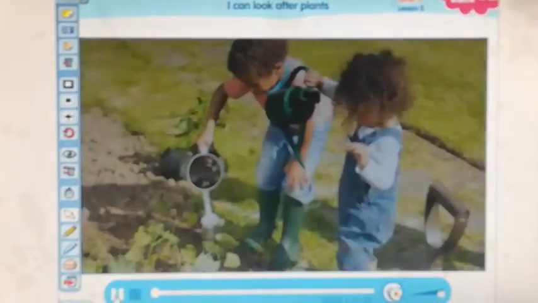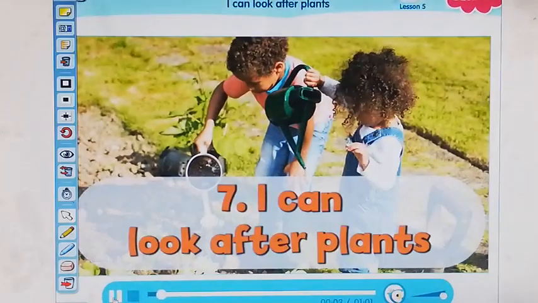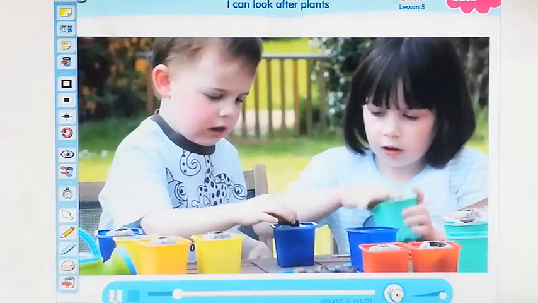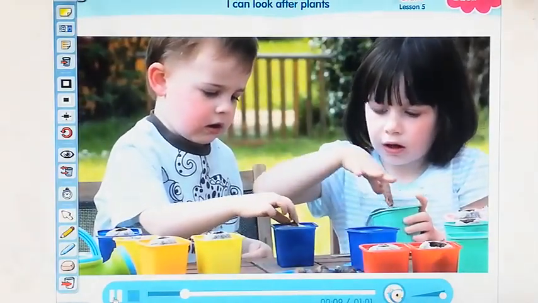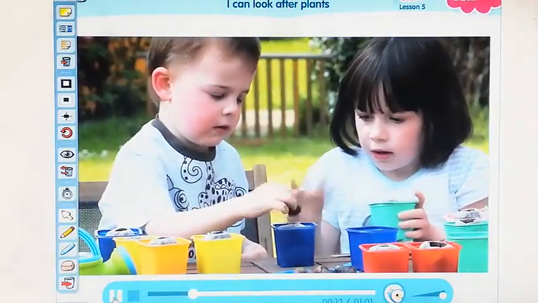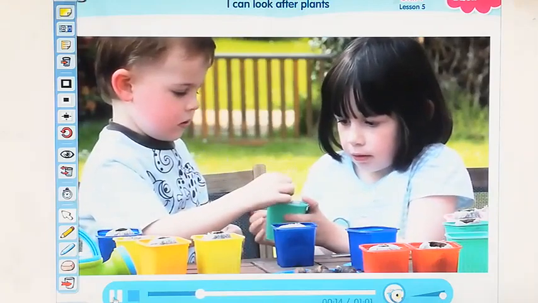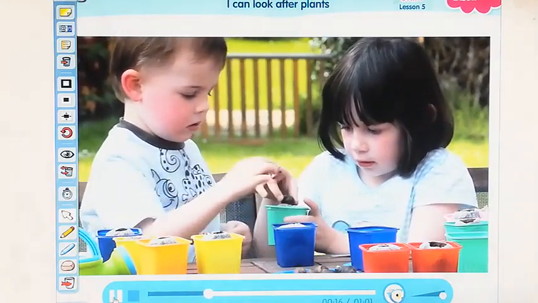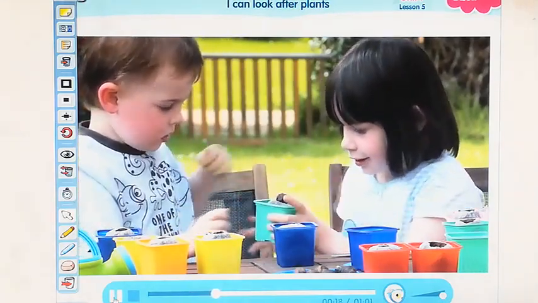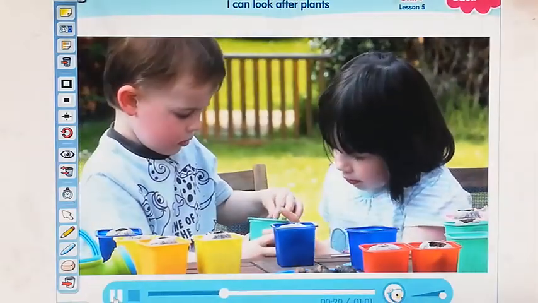You see? Looking after plants, the plants need soil, water, sunshine to grow. Look, they are planting seeds. The boy and the girl can look after plants. They're planting seeds in soil. See, they are trying to put the seed in the soil. Soil to grow.